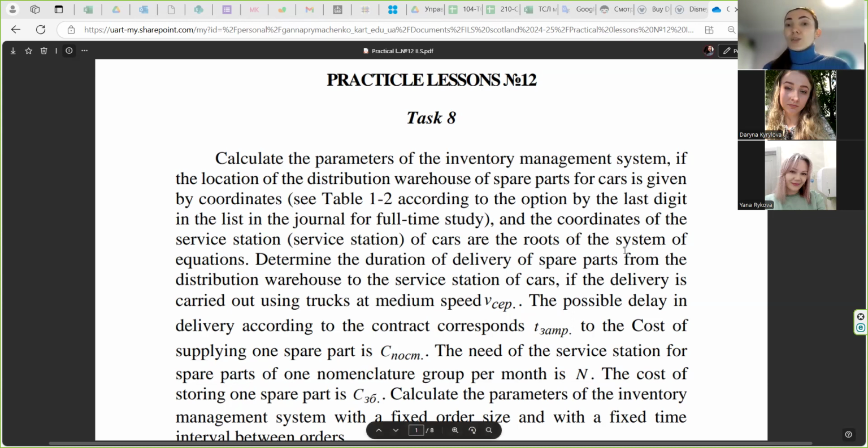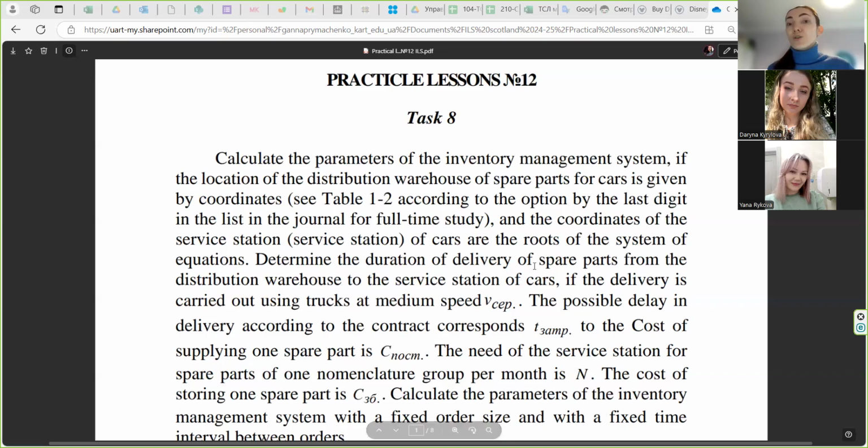And the coordinates of the service station. We have a service station for cars, because now we discuss that we have some warehouses and some roads by car. They deliver some goods for our customers. So we have a special service station for this. The roads are given by the system of equations.